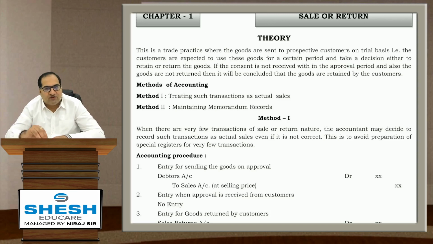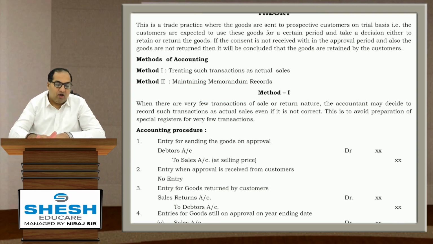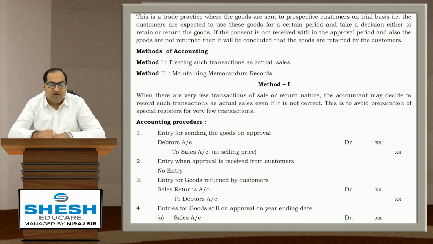So cutting it down to the first method, I am discussing the accounting entries that we would record in method 1. In method 1, on the date of dispatch, even if it is not an actual sale, we assume it to be a sale and we definitely pass the entry for credit sales and not cash sales. So on the date of dispatch, when we are sending the goods on approval, what entry will we pass? Debtors account debit to sales.